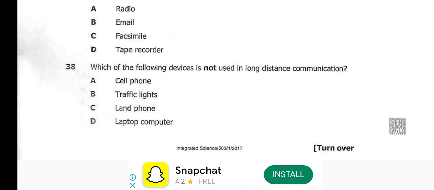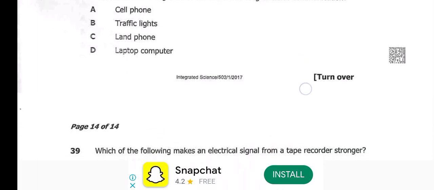Which of the following devices is not used in long distance communication? A cell phone. We can use a cell phone to talk with somebody in Lusaka. It's very distant. We can use a cell phone to talk to somebody from here to Lusaka, or from here to Europe. Land phone. Yes, we can use it to communicate with somebody who's very far. Laptop computer. Yes. The correct answer is traffic light. It is not used in long distance communication.